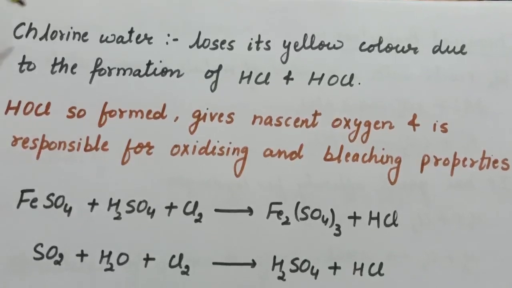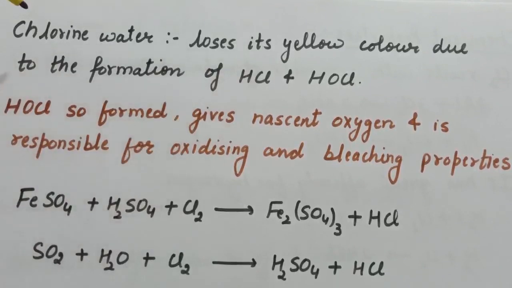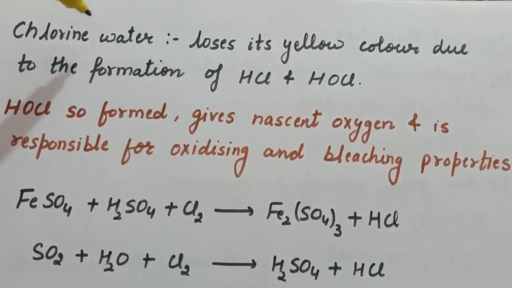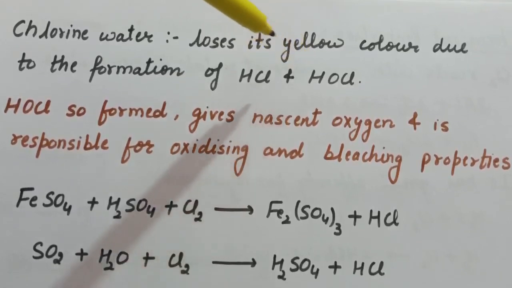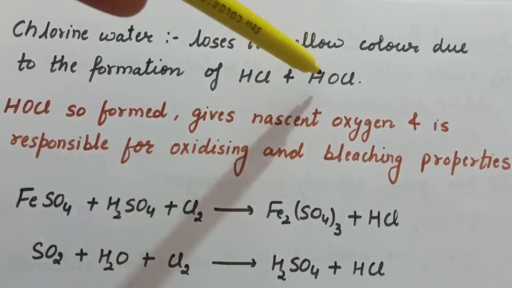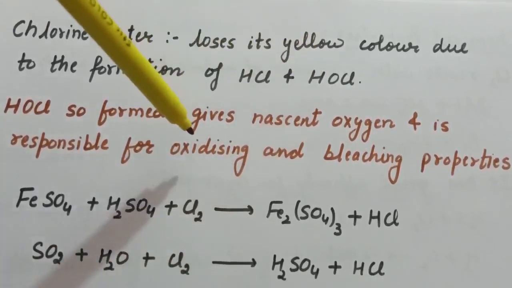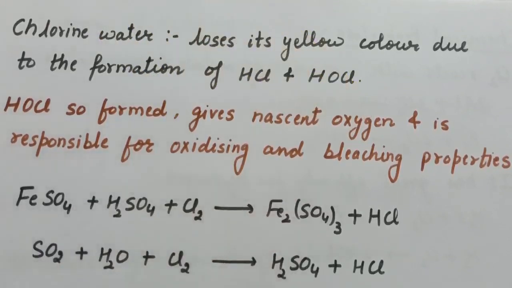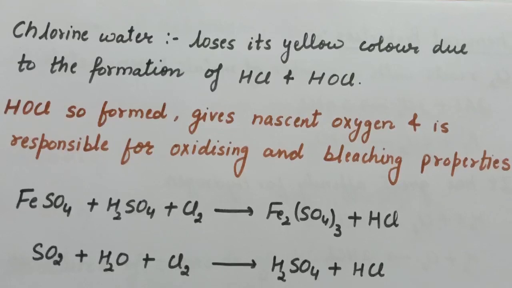Next is chlorine water. When standing for a long time, it loses its yellow color. Chlorine, when we dissolve it in water, the color is yellow, but on standing for a long time, it loses its yellow color due to the formation of HCl and HOCl, that is hypochlorous acid, and this HOCl decomposes to give nascent oxygen, which is responsible for oxidizing and bleaching properties. That is, chlorine water is used for oxidizing and bleaching properties.